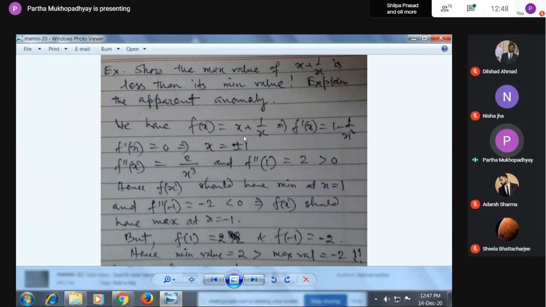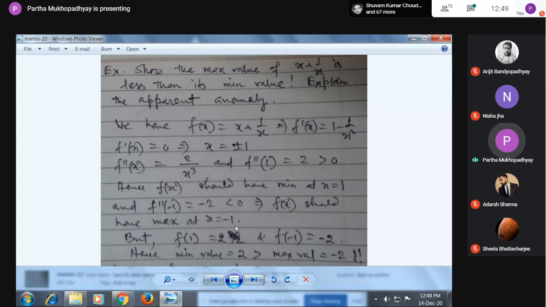And also f double dash of minus 1 is minus 2. This is minus 1 cube, that is minus 1. The minus 2 is less than 0. So f(x) should be maximum at x equal to minus 1. Now what is the maximum value? f(minus 1) is minus 2. So the minimum value is 2, maximum value is minus 2. So minimum value is greater than maximum value. Up to this is clear to all.